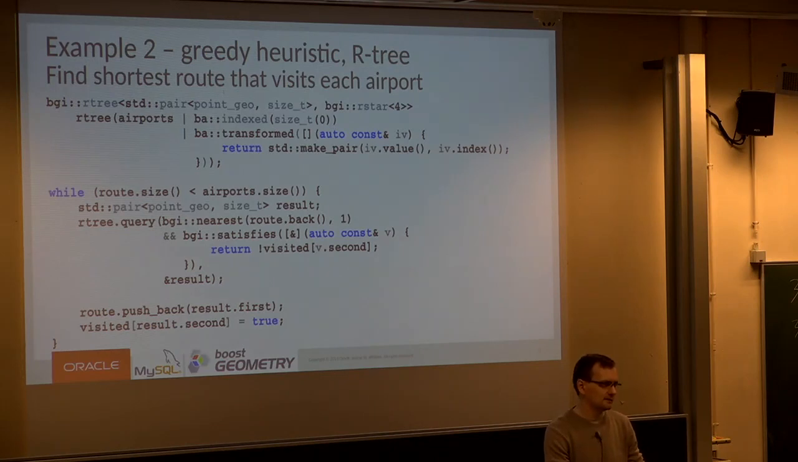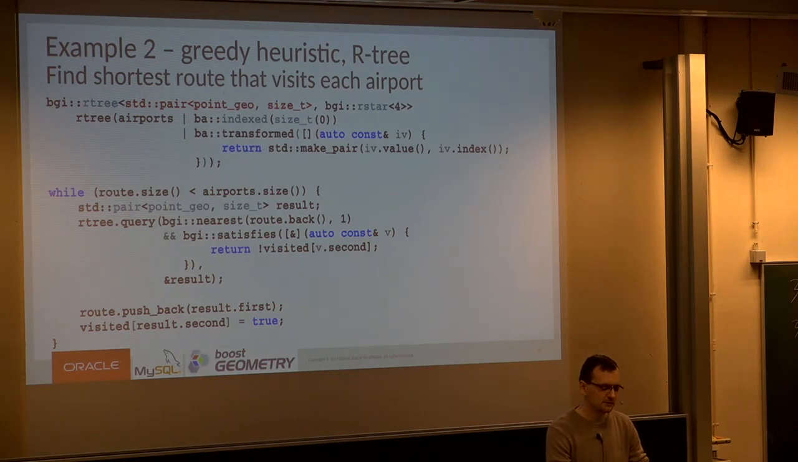And then when I have the smallest one, I'm adding it to the solution. But again, the previous algorithm has quadratic complexity, so we can do better. And here, I'm using the R-tree for that. I'm storing a pair of my point and an index. I need an index in order to access the visited flags.